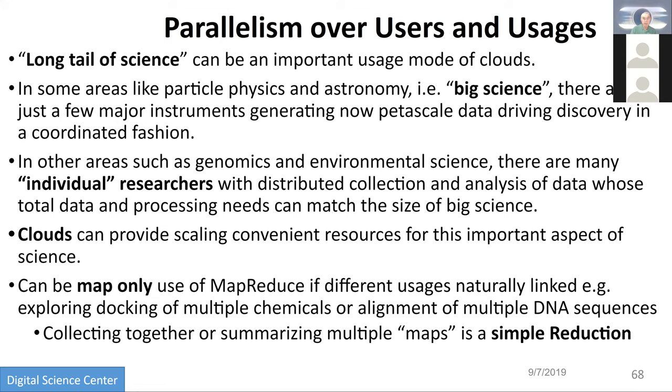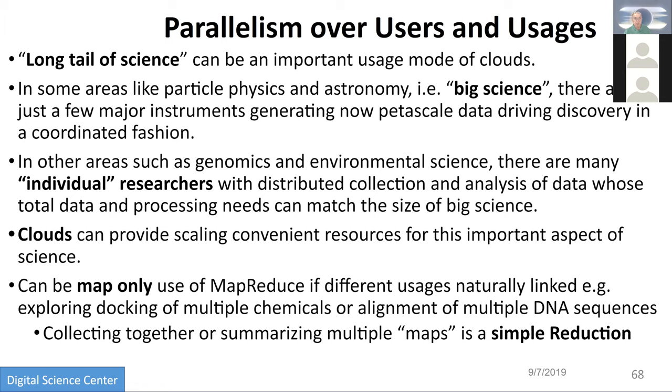So if we look at parallelism, I've already pointed out that you actually see parallelism in different fashions. We have parallelism over usages and users. For tweets, each user is a different parallelism. But the users are doing tweets and searches, and each of those, sending a tweet, issuing a search, or going to Facebook or Instagram, are different usages.